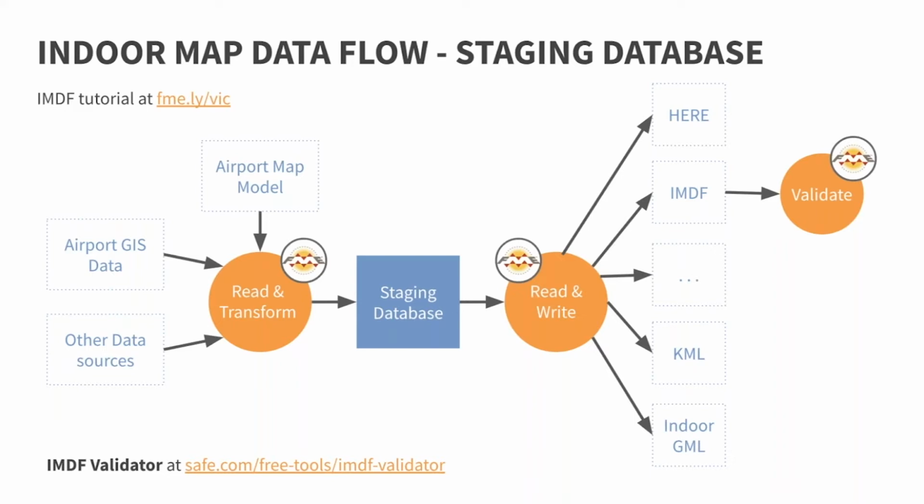Then once that's done, they're using another FME process to write it to the various indoor formats. So here, IMDF, KML, which you use for visualization, or indoor GML. And this one's nice because they didn't want to just have a whole format that went to, say, IMDF. They wanted to have all their internal systems go to, as Dave said, the staging database, and then from there have workflows that go out.